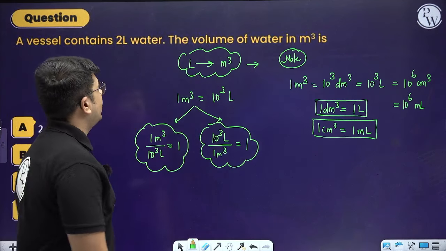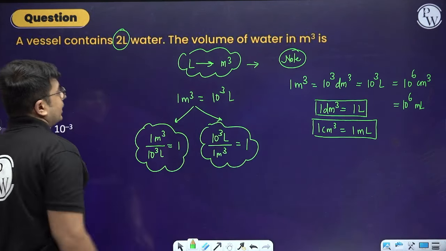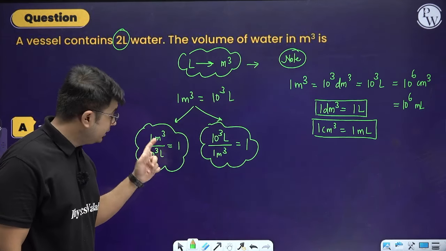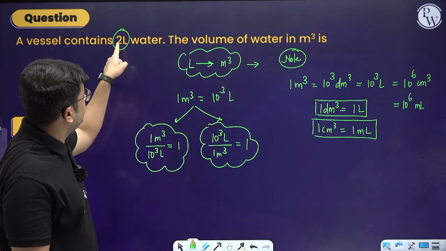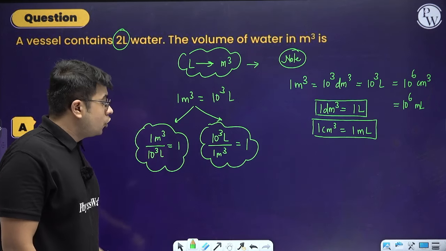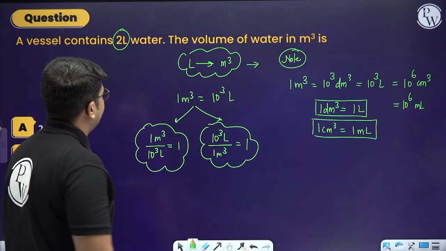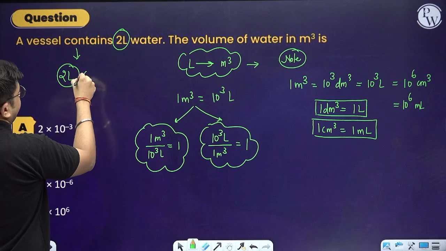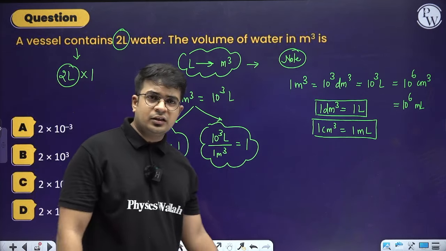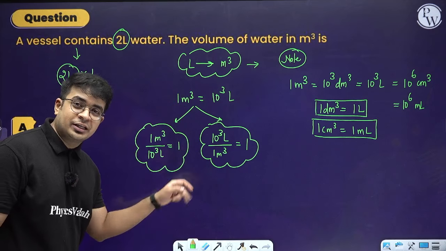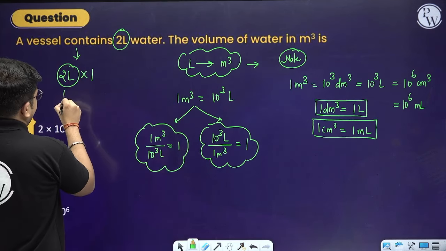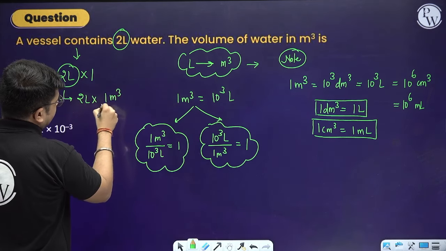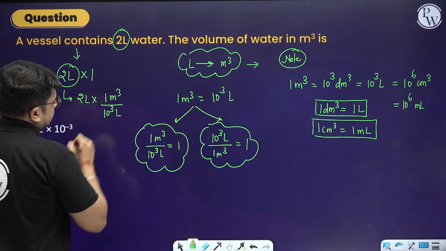Now I want to convert this 2 liter into meter cube. Can I use this particular part? Yes, definitely, because this liter is going to be cancelled out with this liter and we will be left with only the meter cube part. So we have the quantity which is 2 liters. I can multiply it with 1. Nothing new. 1 means I am talking about the unit conversion factor, and I can write it as 2 liters multiplied by 1 meter cube upon 10 raised to the power 3 liter.